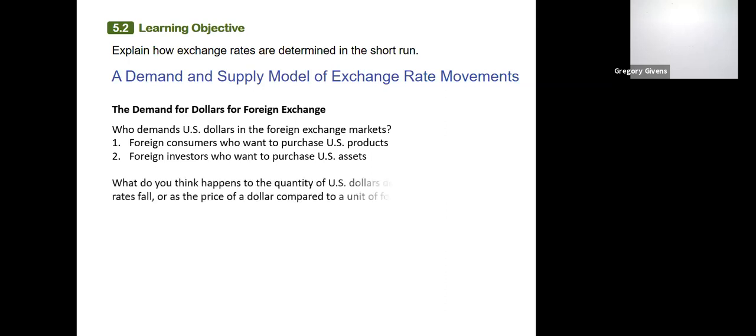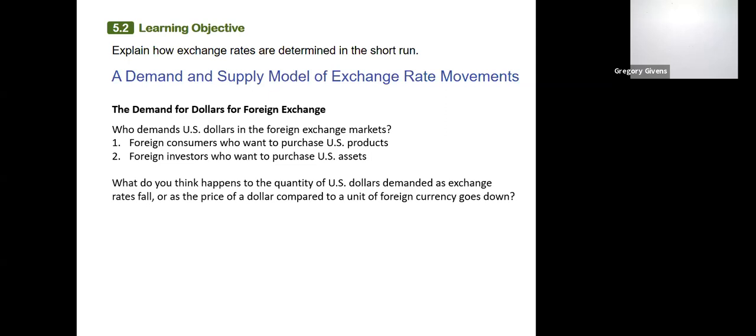What do you think happens to the quantity of US dollars demanded from abroad as exchange rates fall? So let's say that the US dollar weakens. That is, our exchange rate depreciates compared to, let's say, the Japanese yen. What's going to happen then to the quantity of US dollars demanded? It's going to go up, right?